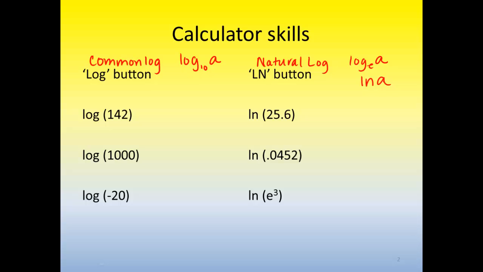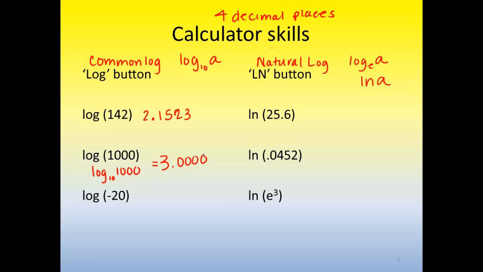Let's take a look. If we just type in log of 142, and let's round these to 4 decimal places. So we're going to do 4 decimal places. Okay, so this would be 2.1523. We'll do log of 1,000, which is 3. Now, if you consider the fact that log base 10, which is what this represents, of 1,000, this 3 should not be surprising. So keeping with our rounding to 4 decimal places, I would put 4 zeros there.